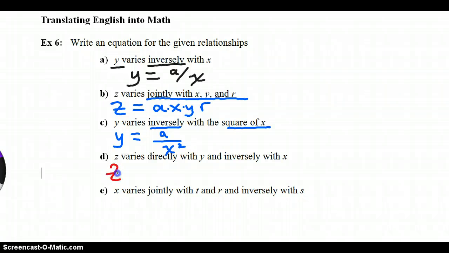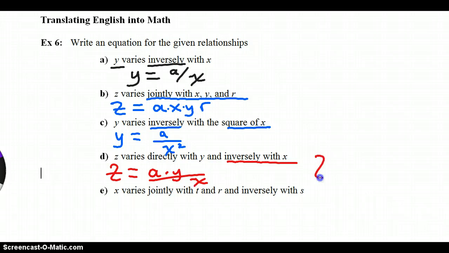Z varies. Z equals. Directly means a times y. Oh, but inversely with x. So inversely means a divided by, and then we'd have an x. So we don't have to have two a's here. We would just have z equals a y, because that's direct, and inversely with x.